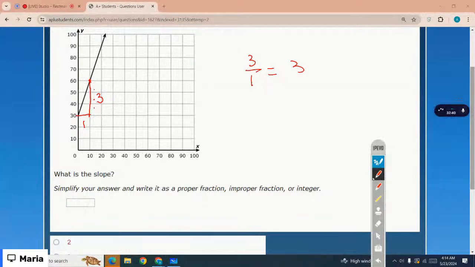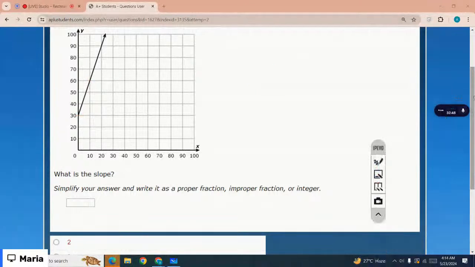So the slope is 3. Got it. The correct option is 3.